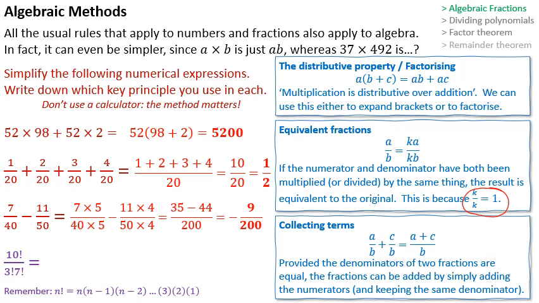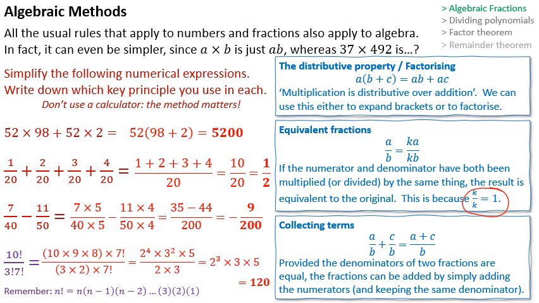For the last one, if you manage this one, well done. There's a nice trick here. We have to notice that because 10 factorial is the product of all of the integers from 10 down to 1, it can be written as 10 times 9 times 8 times 7 factorial, which is all of the integers from 7 down to 1. And that means that 7 factorial cancels out.